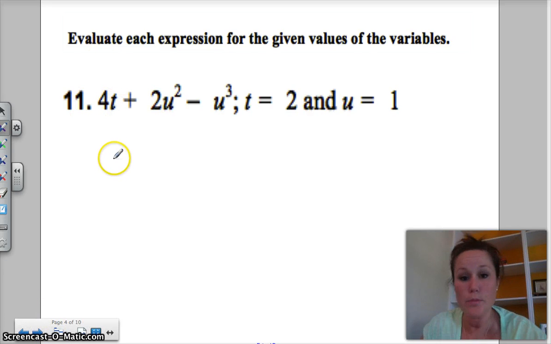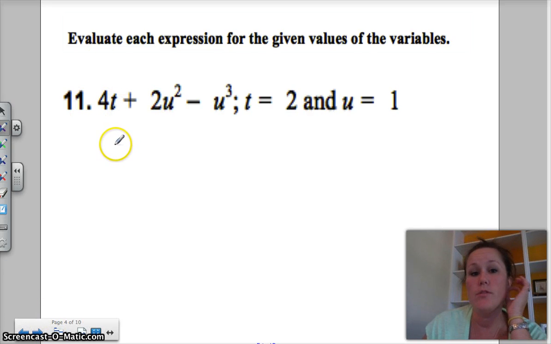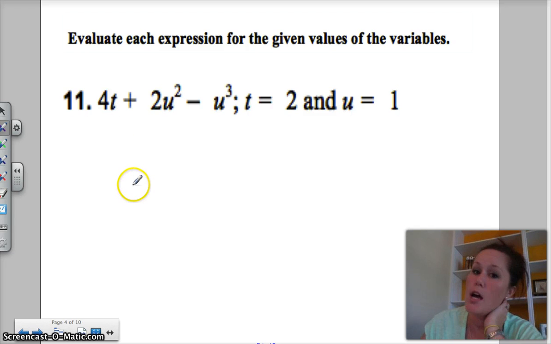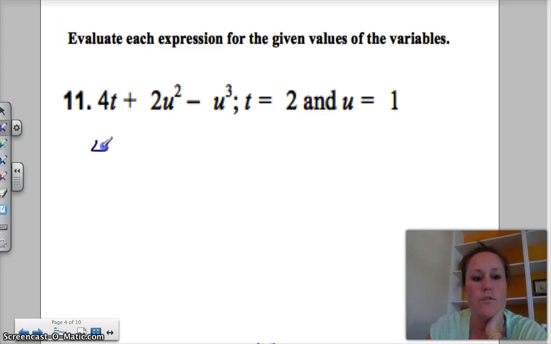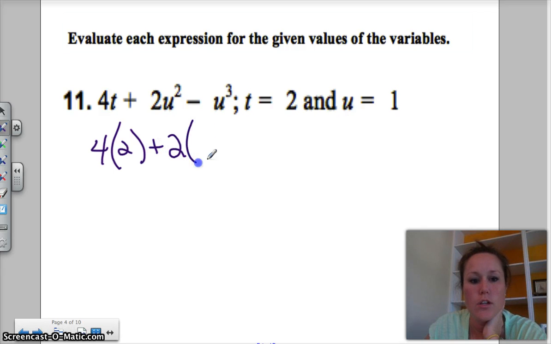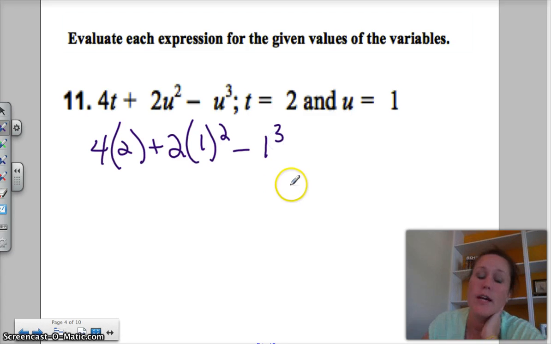Evaluate each expression for the given values of the variables. So this time we are going to plug and chug. Let's get started. This is 4 times t is equal to 2, plus 2u is 1 squared minus u to the third, again, 1 to the third power. All right, let's start solving.